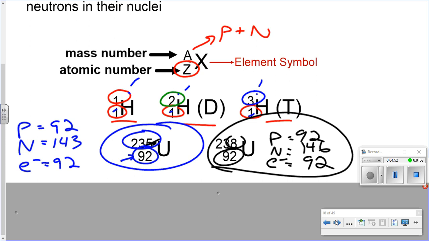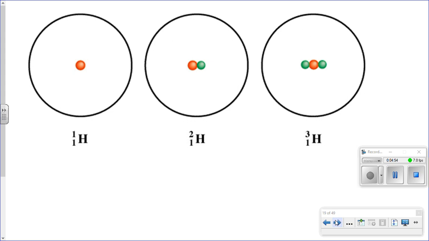Let's look at the hydrogen atom. I believe I have a graphic of that coming up here. Here's a good way to look at this.